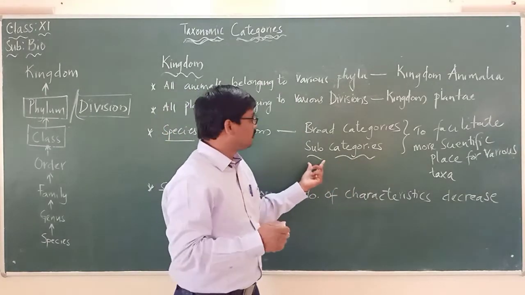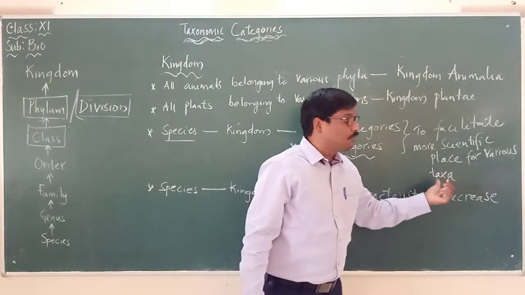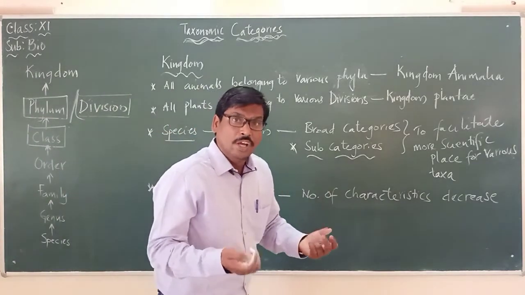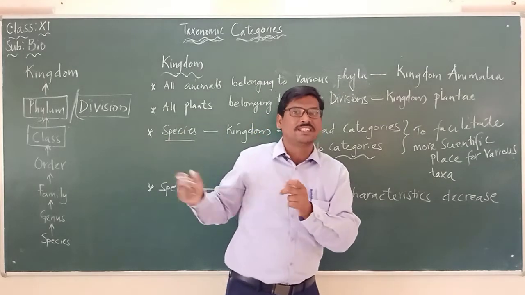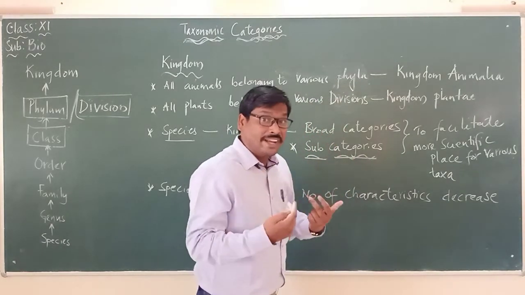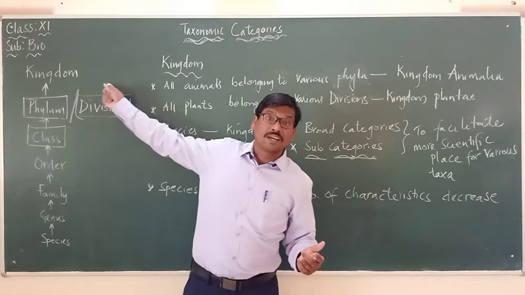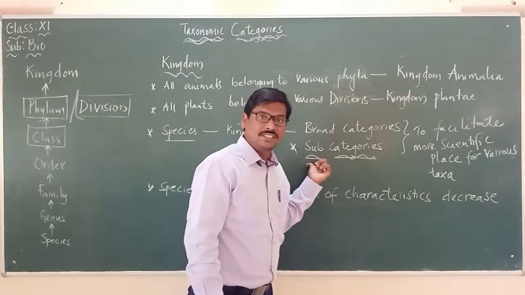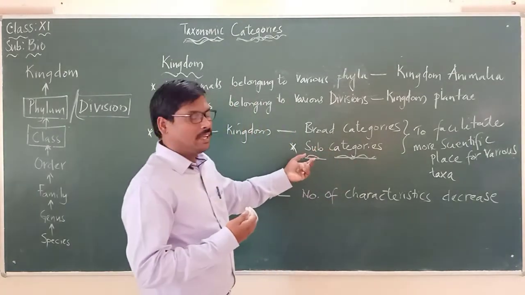Why do we have to look at these subcategories? To facilitate a more scientific placement of various taxa, which means to understand different types of plants and animals at different categories easily. So species to kingdom are the broad categories, but apart from that you will also come across subcategories, in order to make our study very easy.